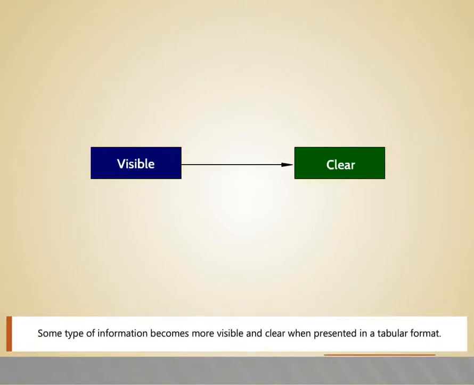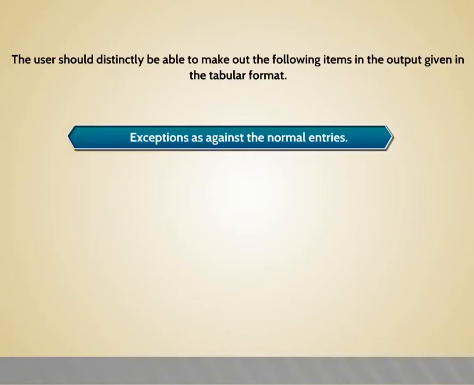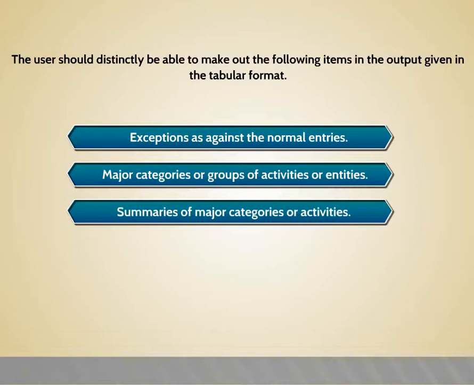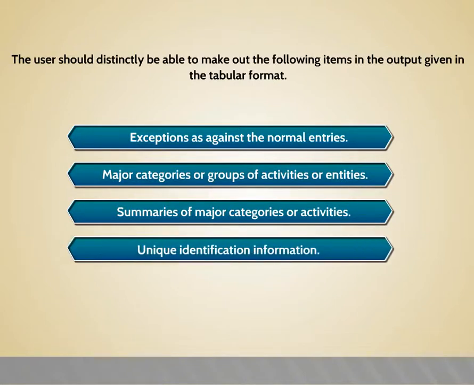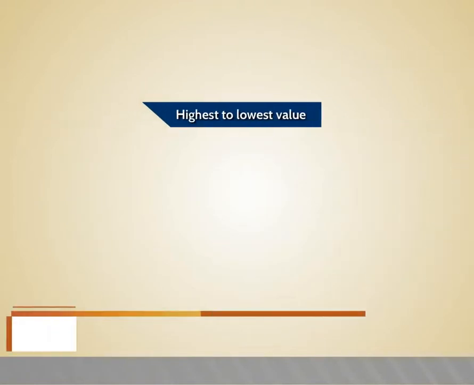Some types of information become more visible and clear when presented in a tabular format. The user should distinctly be able to make out the following items in the output given in the tabular format. Exceptions as against the normal entries. Major categories or groups of activities or entities. Summaries of major categories or activities. Unique identification information. Time-dependent entities.